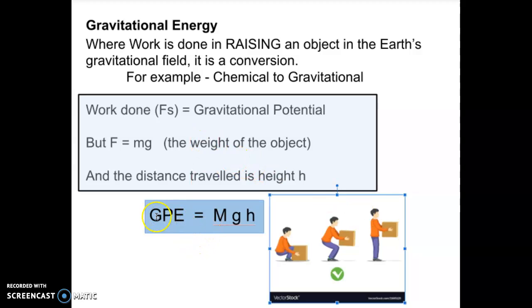So in the end, the gravitational potential energy is equal to the work done, but that work done can be expressed in terms of the mass, g, which is equal to 9.81, times height. And there you have the proofs for kinetic energy and gravitational potential energy.